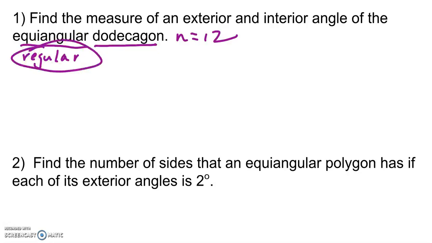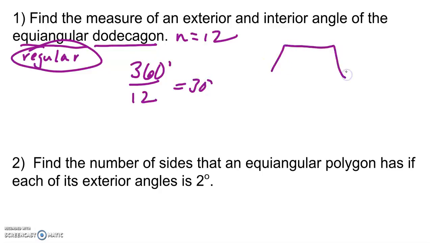figure is regular, it would make the most sense to take 360 total degrees and divide that by the number of sides. If you take 360 divided by 12, you get that to be 30, which means in your 12-sided figure, I don't want to draw all of that, but that means that each of your exterior angles is 30 degrees.